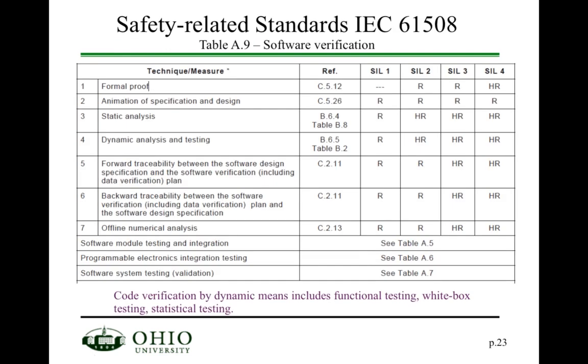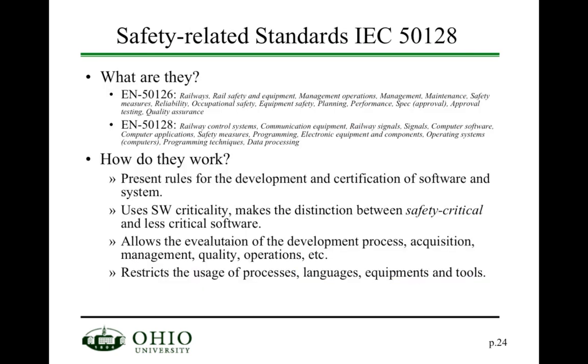So 61508, we said, has really to do mostly with electrical and electronically programmable devices. Of course, there are similar standards for all kinds of other industries, like the nuclear industry. And for example, 5128 is an example for the railway industry, where you start looking at railway control systems, railway signals, computers in railway systems.